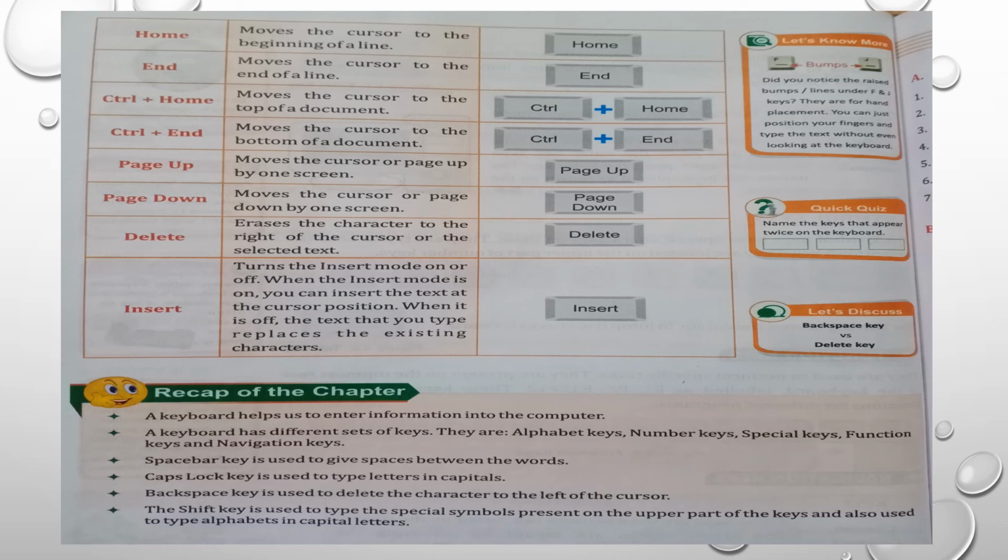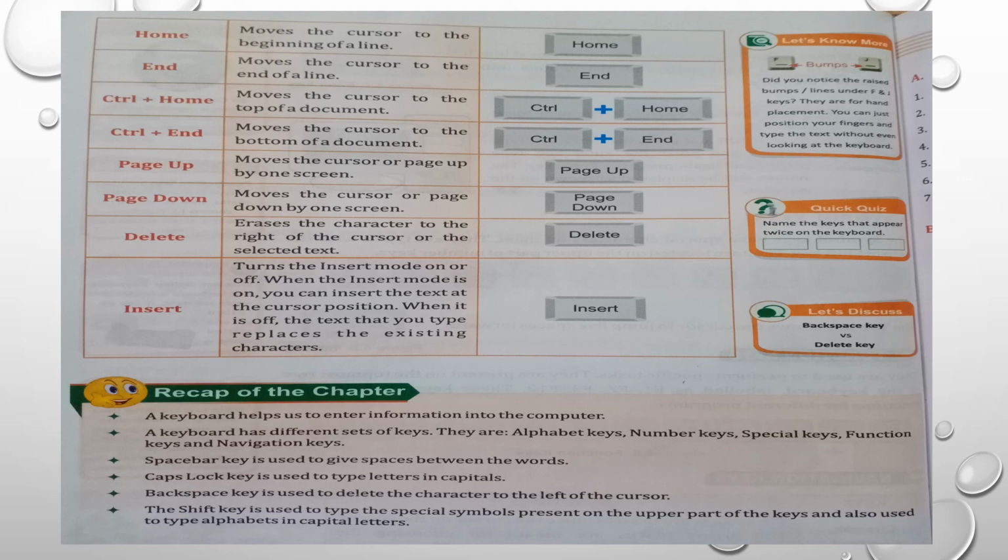Control plus home. This key combination is used to move the cursor to the top of the document. Control plus end. These keys are used to move the cursor to the bottom of the document. Now page up. This key is used to move the cursor or page up by one screen. Page down moves the cursor or page down by one screen.